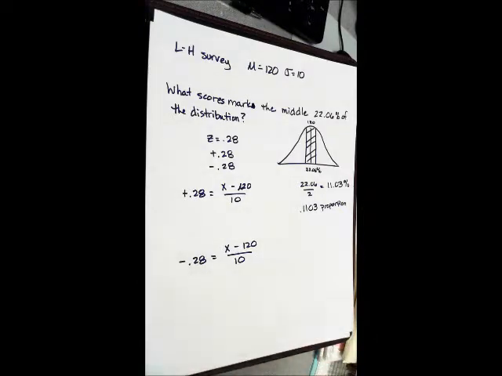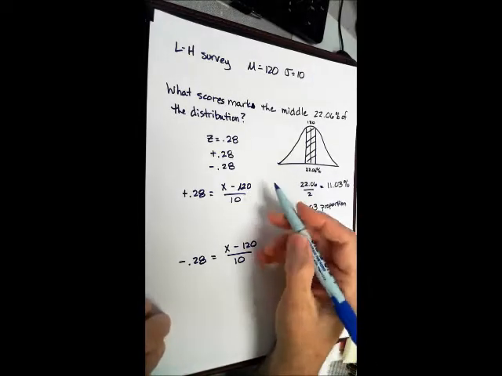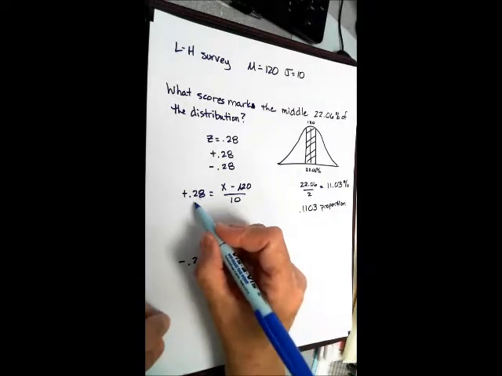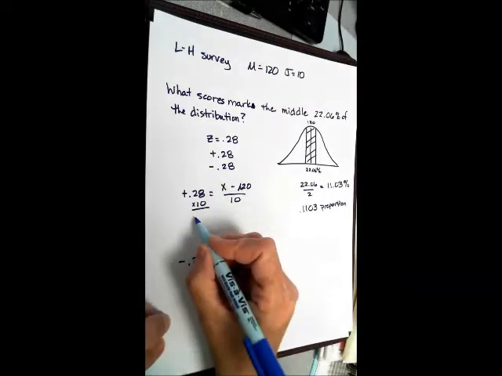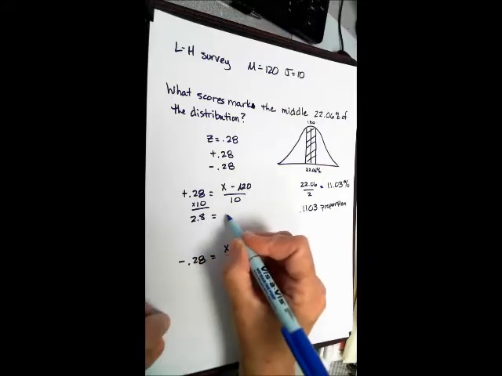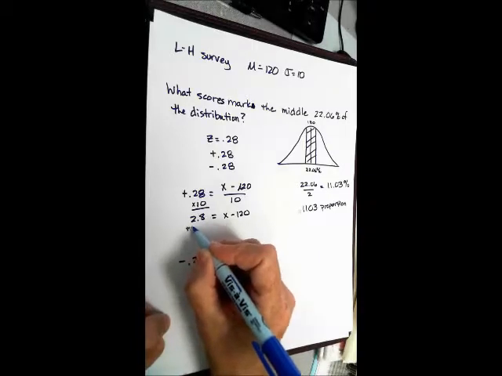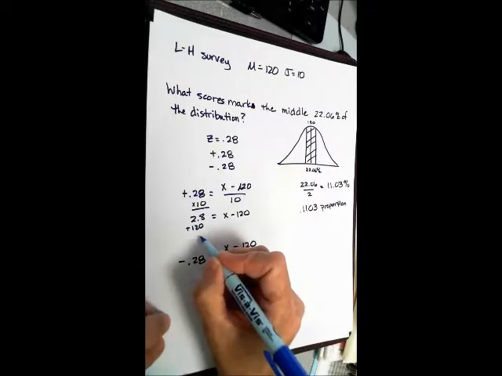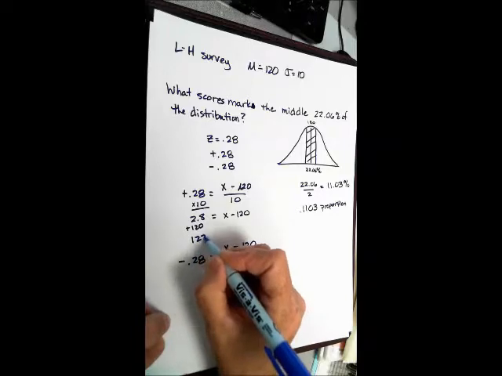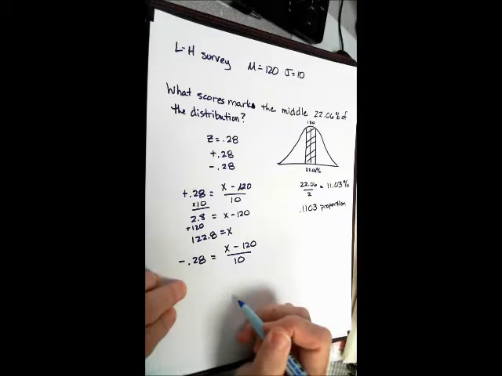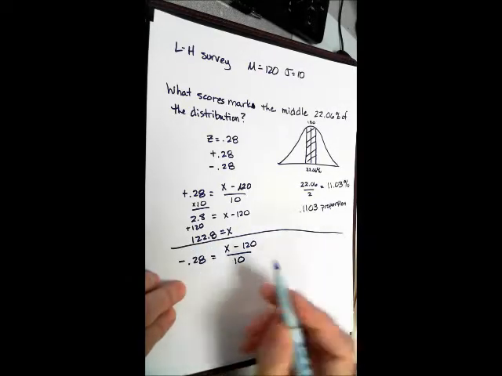Let me see if I can find my answers. Okay. Let's solve for the plus 0.28. Should be pretty simple. We're going to multiply the 10 over here. It's going to give us 2.8 equals x minus 120. Then we're going to add the 120. So we're going to get 122.8 equals x.